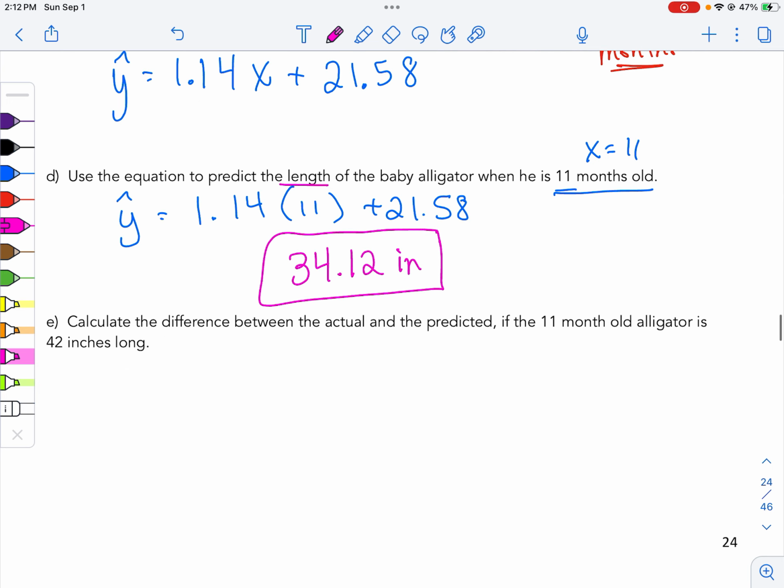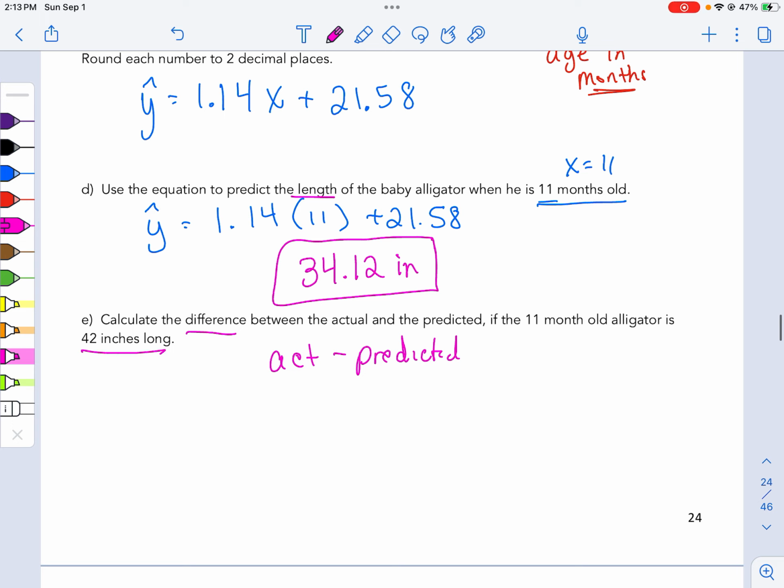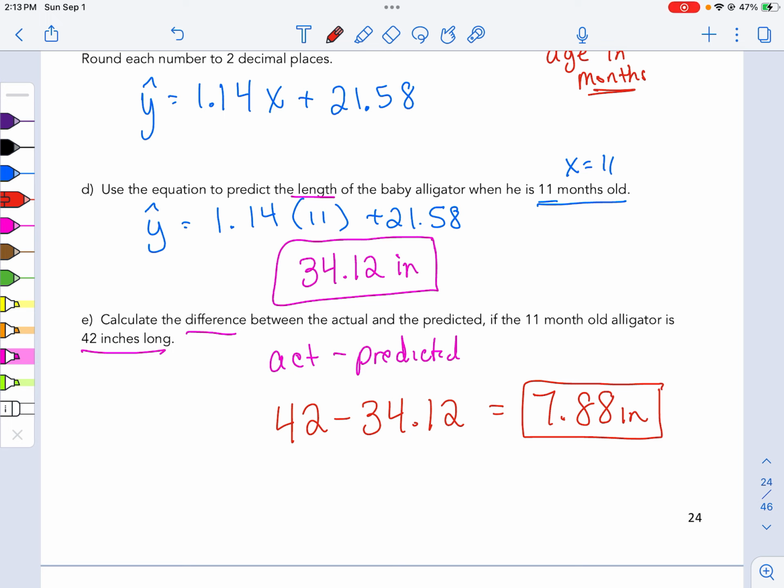All right, and then the last question says, calculate the difference between the actual and the predicted. Remember, difference means subtraction. So I'm going to do actual minus predicted. Well, the actual alligator, it says in this problem, if the alligator was actually 42 inches long. So this alligator grew pretty big here. So my actual is 42. My predicted was only 34.12. So unfortunately, if I subtract those, we were off by 7.88 inches. So obviously, as he got above 7 months old, he grew pretty fast. Okay, and that data point, the actual was way above what we predicted. It was 7.88 inches above.